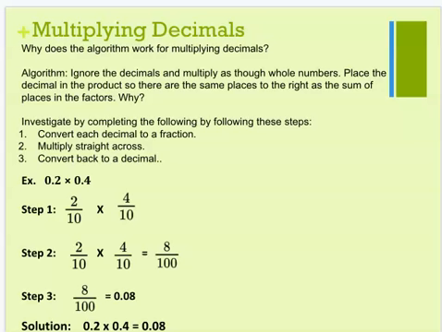So 2/10 times 4/10, we read those decimals and the fractions the same way. So if we multiply straight across, we get 8 over 100, or we could read that fraction as 8 hundredths. So 2/10 times 4/10 must be 8 hundredths. Notice that there's one decimal place to the right of the decimal in each one of the factors for a total of 2. And in our product, there are 2 decimal places to the right of the decimal in our solution.